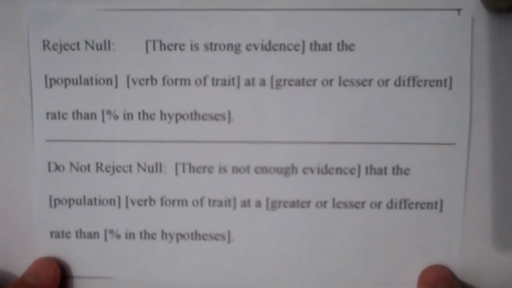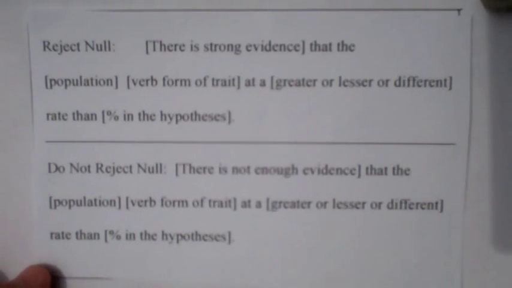Now, I'm providing here a sentence structure that's a bit formulaic. You can deviate from this, of course. This is just a suggestion when you're first learning how to write these conclusions. If you end up rejecting the null, the basic structure would be: there is strong evidence that the, and then you insert population, write down the verb form of the trait, and then add a greater or lesser or different rate than the percent in the hypothesis.